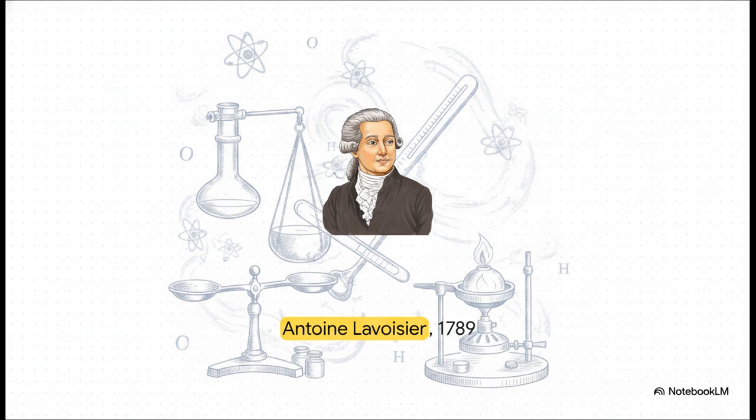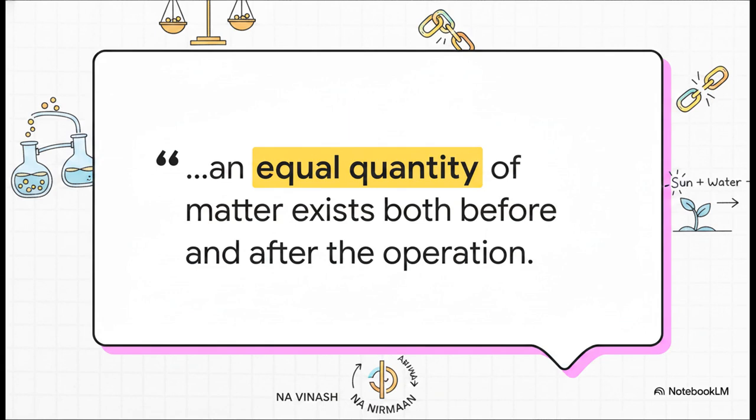The brilliant guy who formalized this rule is Antoine Lavoisier, widely known as the father of modern chemistry. Way back in 1789, after running tons of super strict, highly controlled experiments, he introduced this universal rule to the world. Reading his original words is incredibly powerful. He proposed that in every operation, an equal quantity of matter exists both before and after the operation. Today, we officially call this the law of conservation of mass. Basically, you literally cannot create or destroy matter in nature.